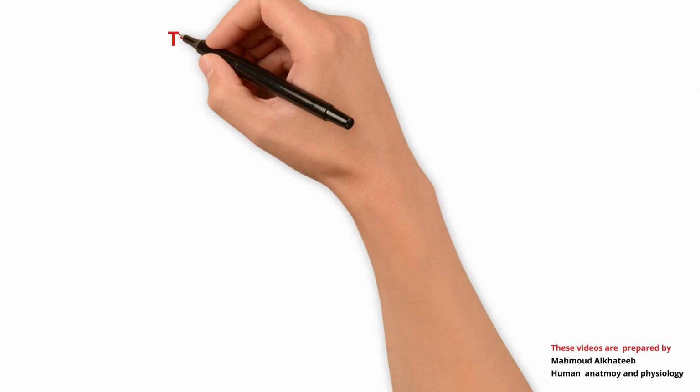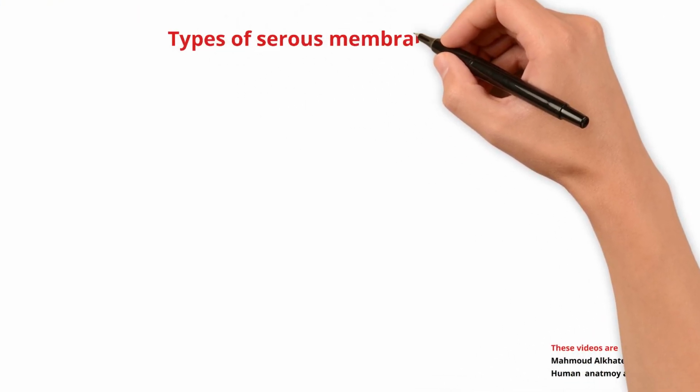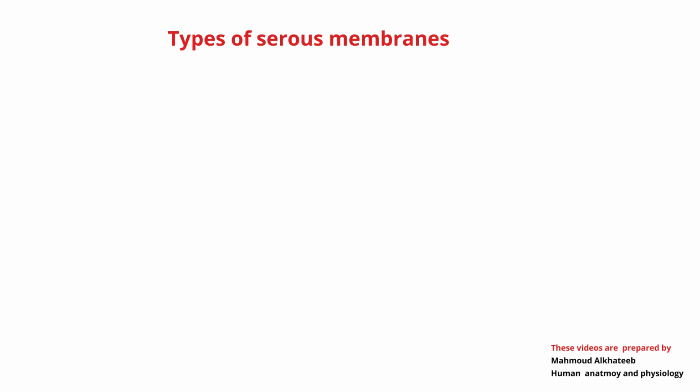Now, let's talk about the different types of serous membranes. There are three major ones, each named according to the body cavity they're found in. These include the pleura around the lung, the pericardium surrounding the heart, and the peritoneum protecting the abdominal organs. We have previously discussed these membranes briefly in the last episode of this series, and we're going to talk in more detail here.